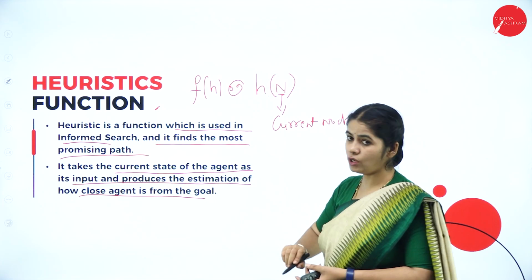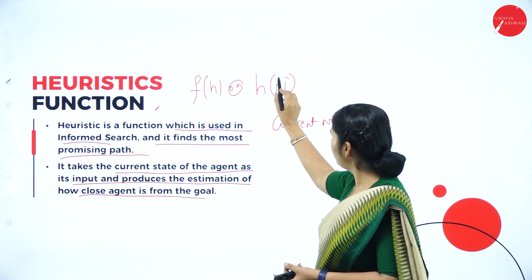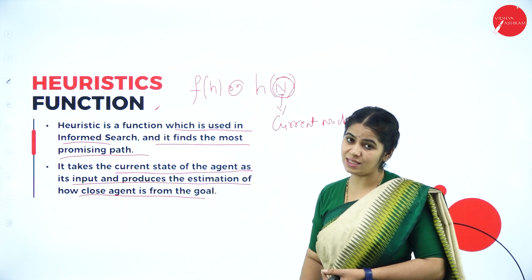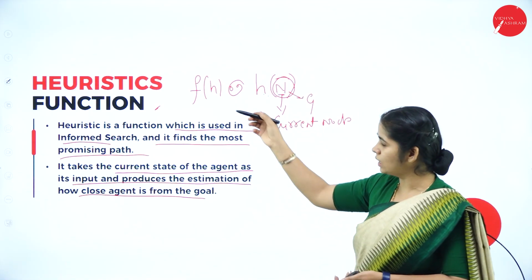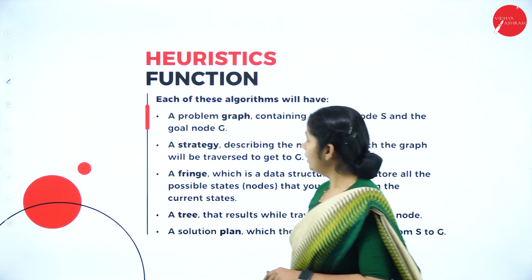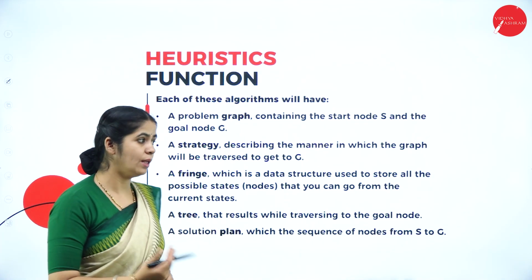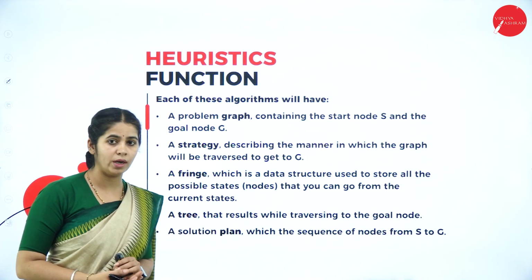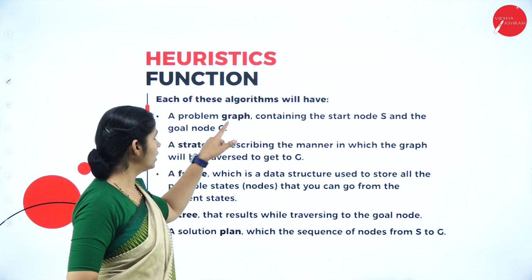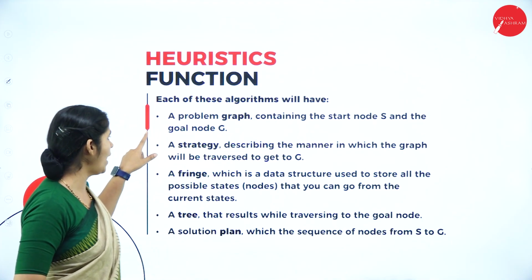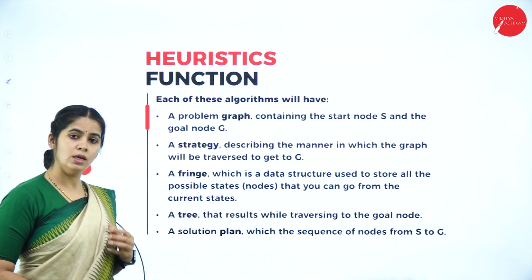What is h? h is a heuristic function for this particular node. That is the current node. How far this current node is from the goal node is given by the heuristic function. How is each algorithm going to work in the search algorithm? Each algorithm needs a problem graph containing the start node S and the goal node G.